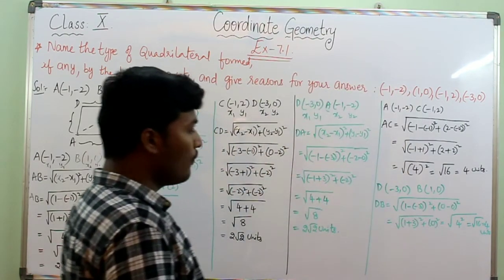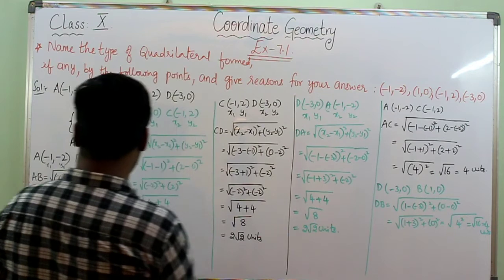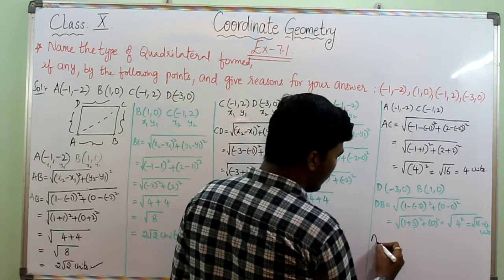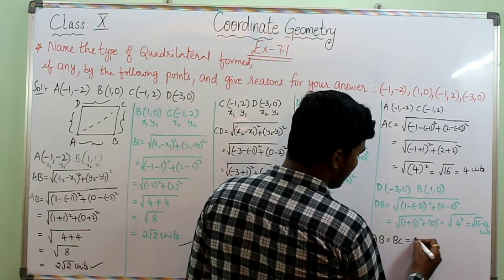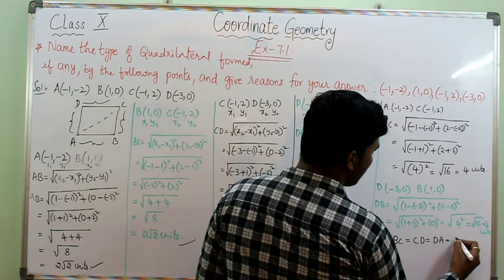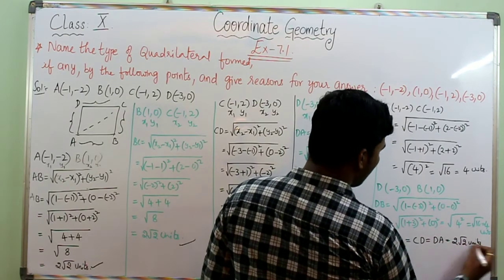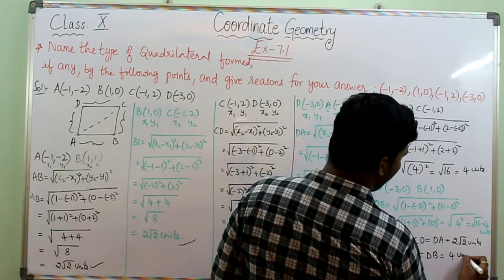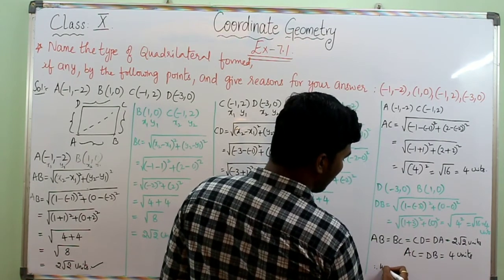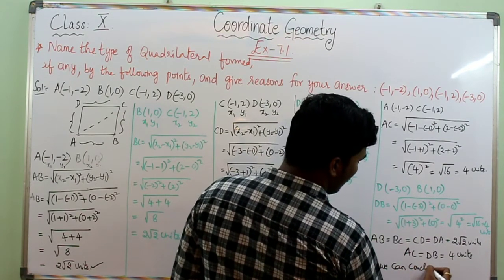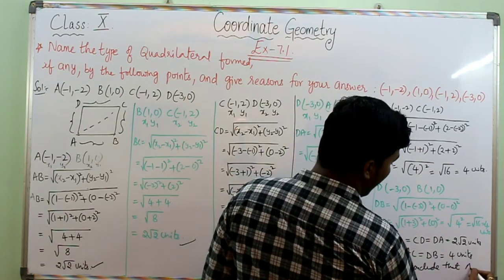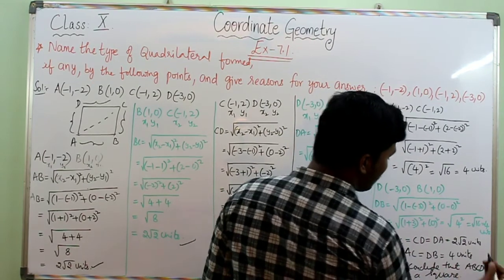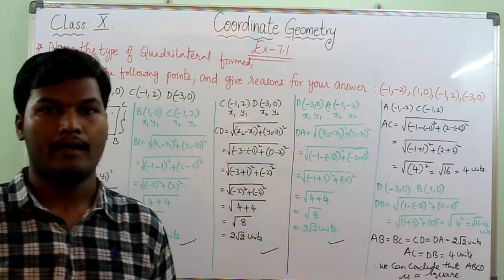So from this, what we can conclude is, we have seen that AB, BC, CD, DA are equal. AB is equal to BC is equal to CD is equal to DA is equal to 2 root 2 units, as well as the diagonals AC is equal to DB is equal to 4 units. Therefore, we can conclude that ABCD is a square.